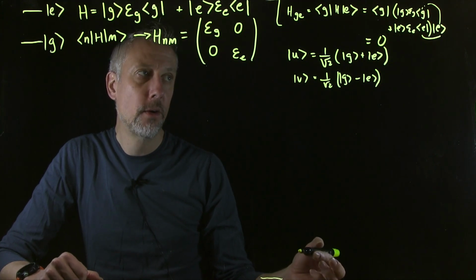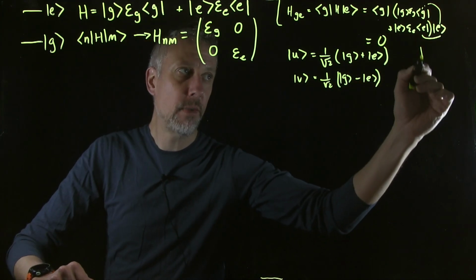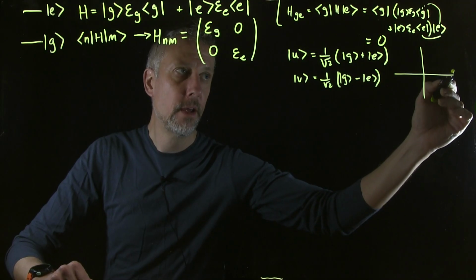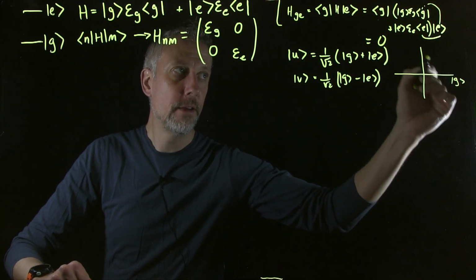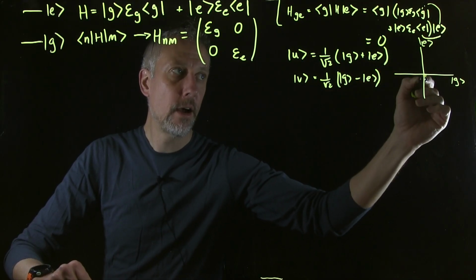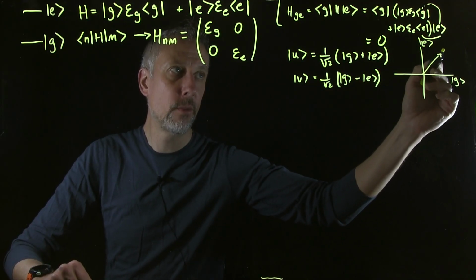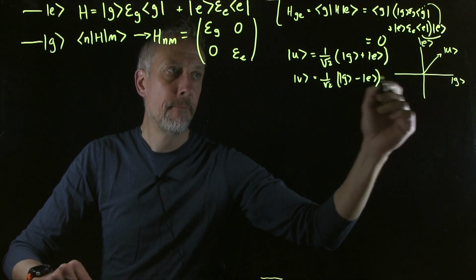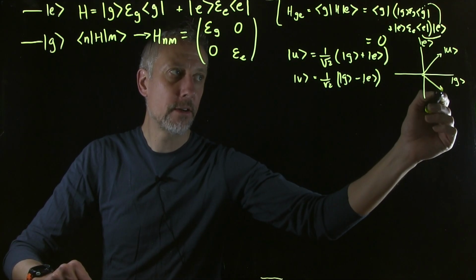So what's the difference between these two? They're just rotated by 45 degrees. If this is the G direction and this is the E direction, then the plus 1, the symmetric addition of them, is a vector that points this way. So that's U. And here we have minus E, so it's a vector that points like this.